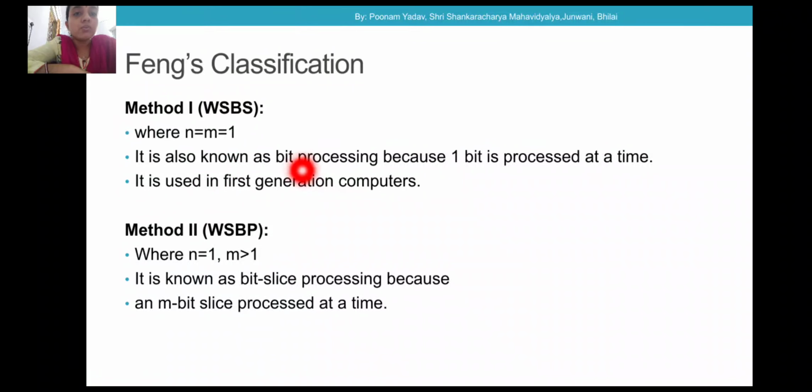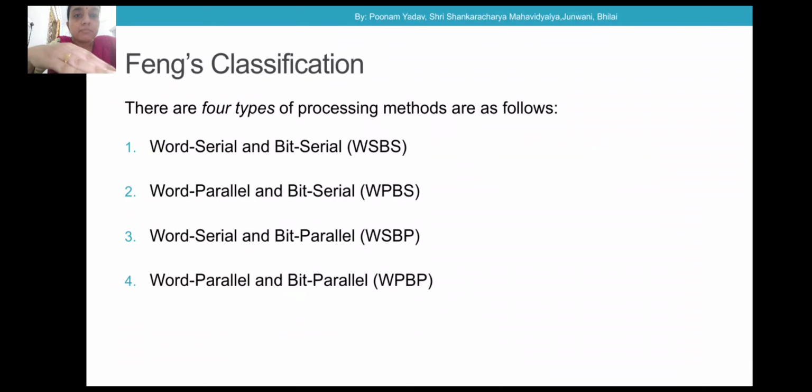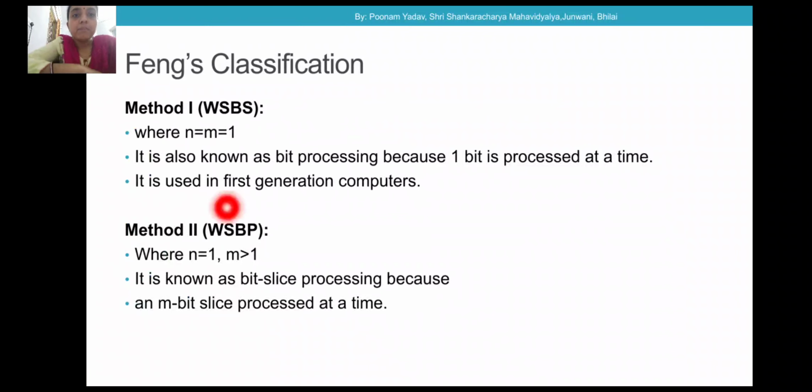It is also known as bit processing, because one bit is processed at a time. This process is called bit processing, and it was used in first generation computers. Now WSBP means word serial, bit parallel, meaning words are serial and bits are parallel. Here n equals 1 and the value of m changes.